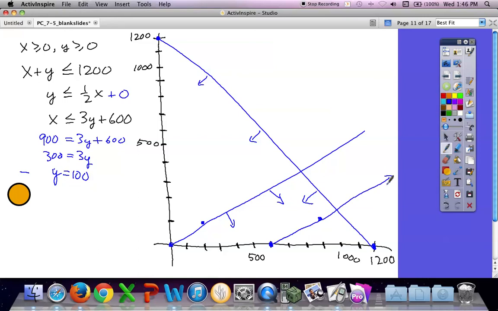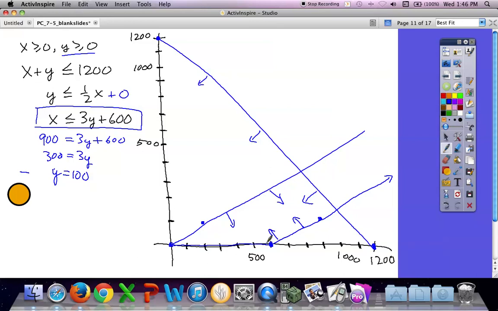And then would we expect that we should shade on the origin side or not? If I put in 0 and 0, I would get 0 is less than or equal to 600. That's true. So I would definitely want to shade on the inside of that. Right, and then if you add in that y has to be greater than 0, then there's our feasible region, right?